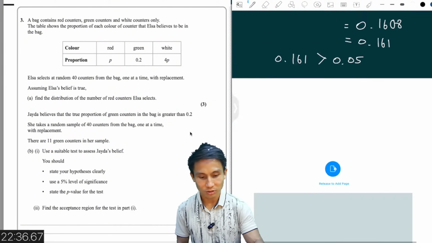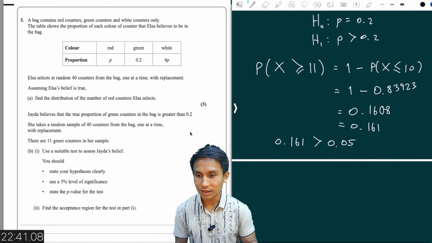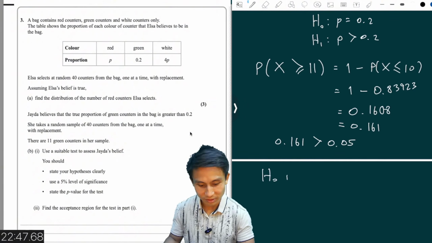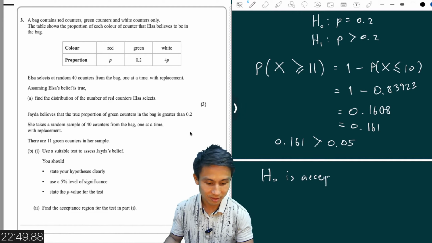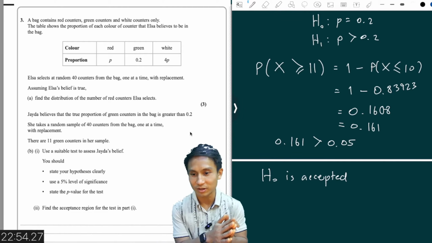Okay, so that means the null hypothesis here will be accepted. So the null hypothesis is accepted because the p-value is not less than the level of significance. So that's the way to go, right?